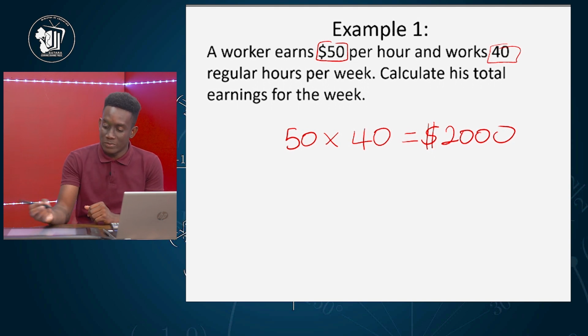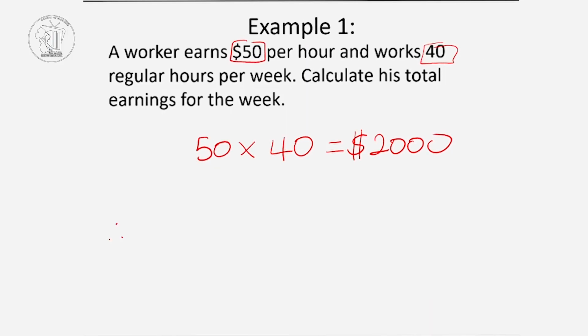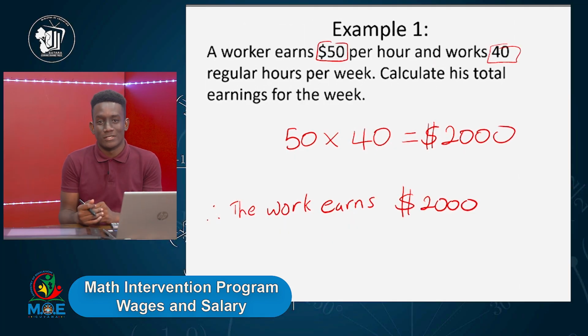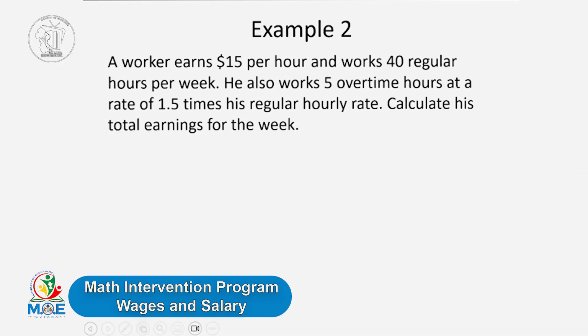So if we put this in a sentence, we can say, therefore, the worker earns $2,000. And that is our answer. So, example 2.